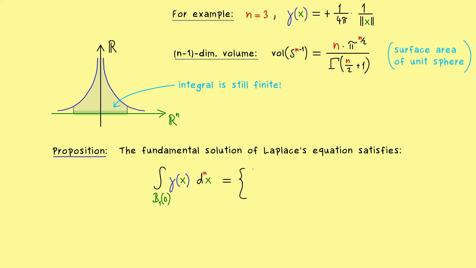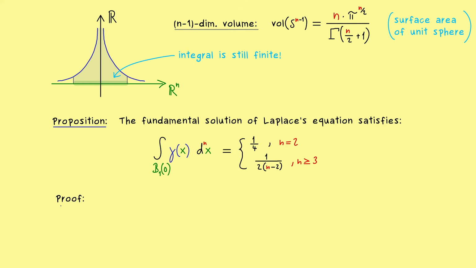For example, for n equal to 2, we get out 1/4. And for the other cases, we have 1 over 2 times (n minus 2). So the result is different in different dimensions, but you should note that we always get out a positive number. This is quite clear because this is how we chose the sign for gamma. And now in order to prove it, we just have to calculate an n-dimensional integral. So this should not be too complicated.